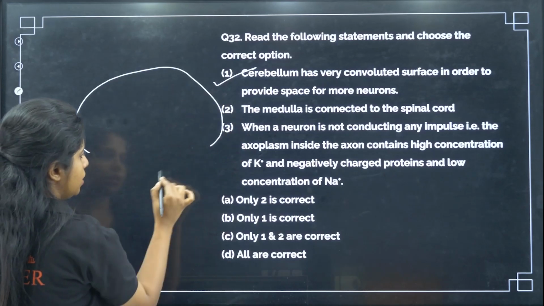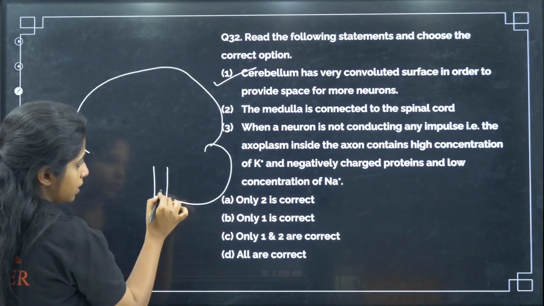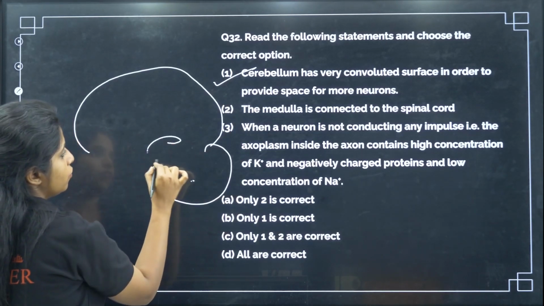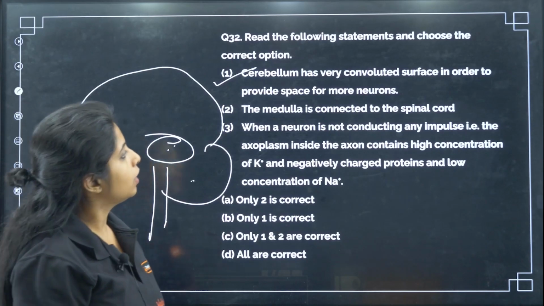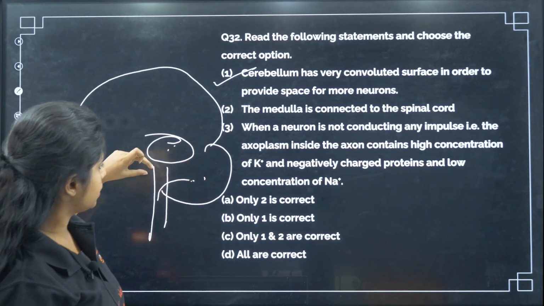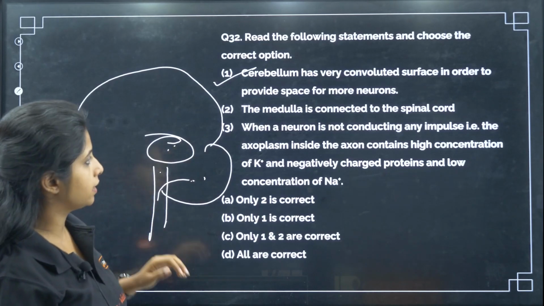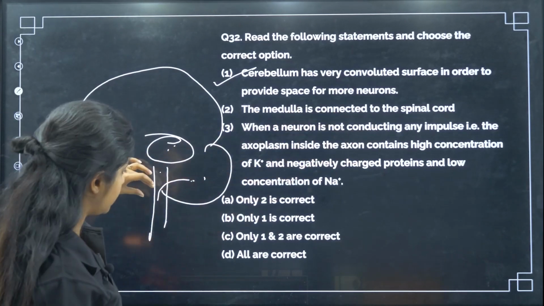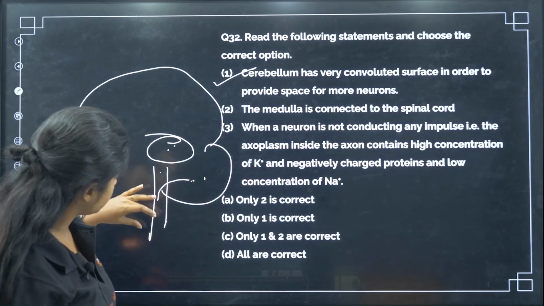So this is your brain, this is your brain stem. You have this thing that is your cerebellum. And here you would be having your midbrain as well. Now, hindbrain is this and this. This is cerebellum, this is pons and medulla oblongata and things like that. Medulla forms part of the brainstem and it connects to the spinal cord.